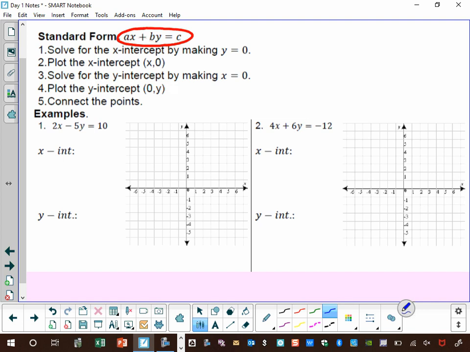To find your x-intercept, you're going to plug in 0 for your y. And to find your y-intercept, you're going to plug in 0 for x. So it's kind of like flip-flopping. Write down what I write down. Here's our equation: 2x minus 5y equals 10. Where do I put the 0 if I'm looking for my x-intercept? Into y. So I have 2x minus 5 times 0 equals 10.